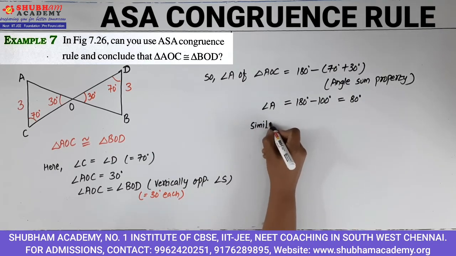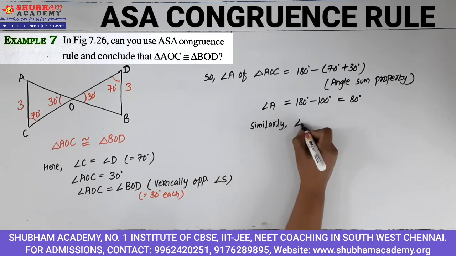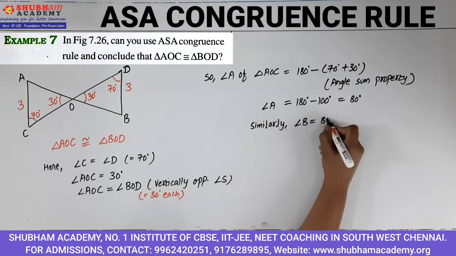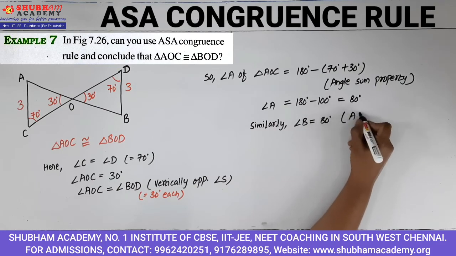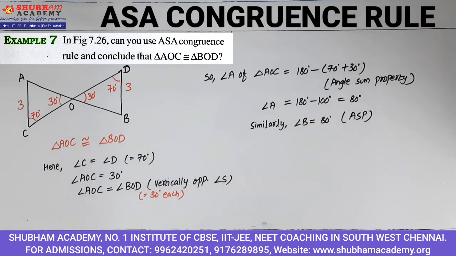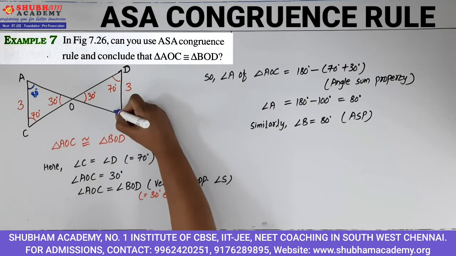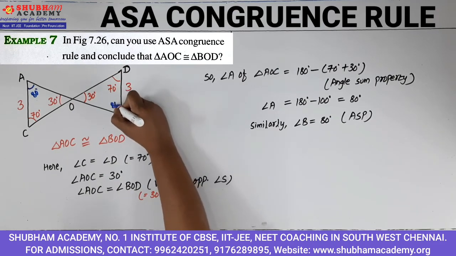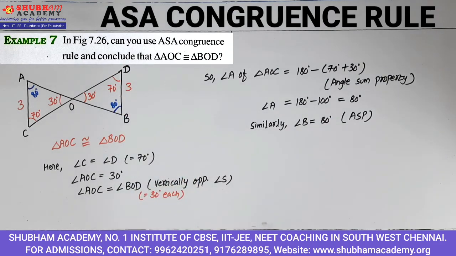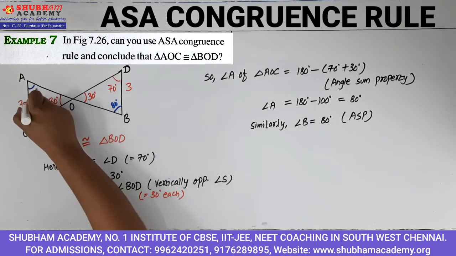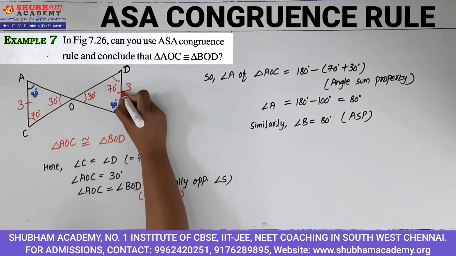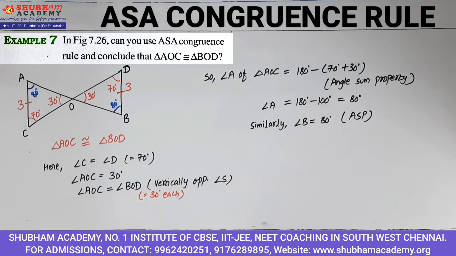Similarly, we can write angle B is also equal to 80 degrees by the same angle sum property. So now we can write here that angle A is equal to 80 degrees and angle B is equal to 80 degrees. And now see here, children, what it is. Here we have got the ASA congruence rule. See this part.